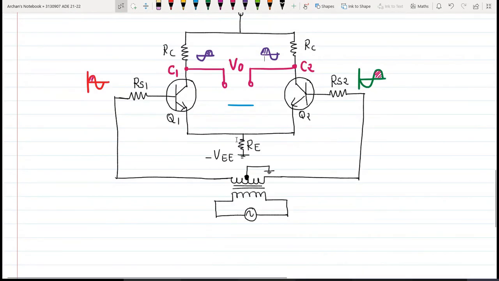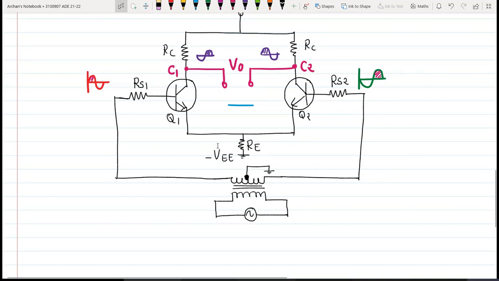Now if we talk about this resistance RE, because of Q1 a positive going signal is developed, and because of Q2 a negative going signal is developed. So the signal voltages across this emitter resistance RE due to the effect of Q1 and Q2 are equal in magnitude and 180 degrees out of phase due to the identical pair of transistors. Hence, these two signals will cancel each other, right?